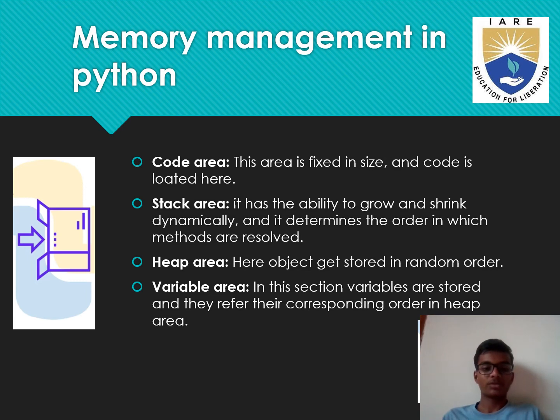There are four types of areas in the Python memory manager. They are code area, stack area, heap area, and variable area. Code area. This area is fixed in size and code is located here. Stack area. It has the ability to grow and shrink dynamically and it determines the order in which methods are reused.